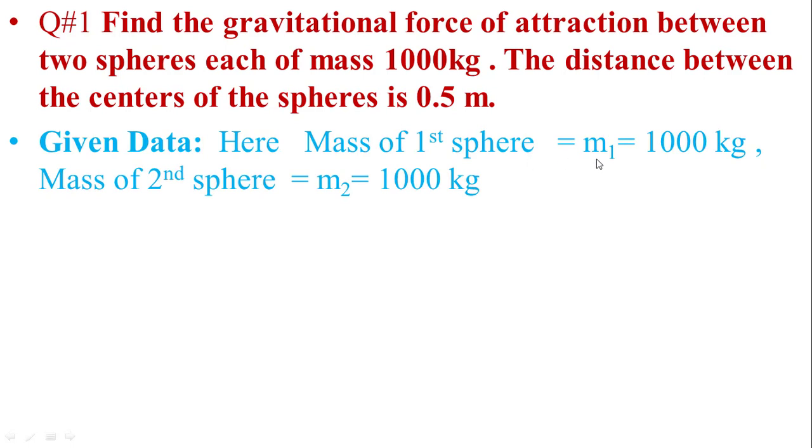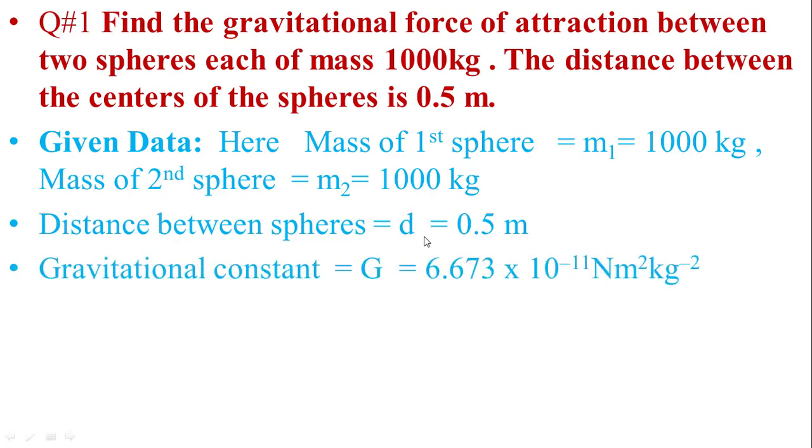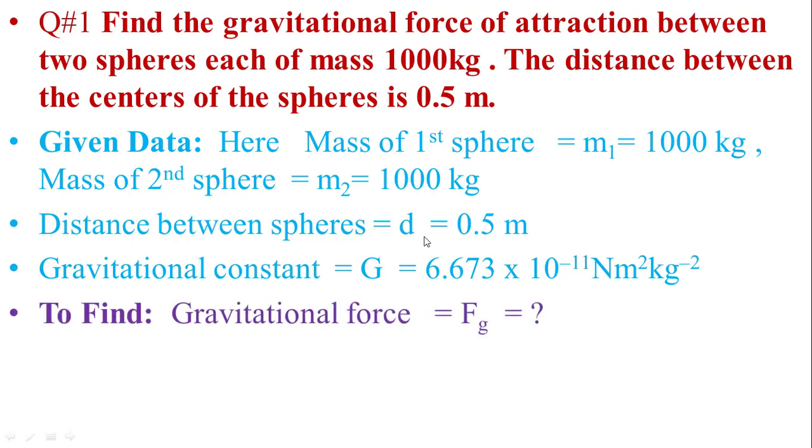Mass of first sphere m1 is equal to 1000 kg and mass of second sphere m2 is 1000 kg. Now, the distance between the spheres d is equal to 0.5 meter. Gravitational constant capital G is equal to 6.673 multiplied by 10 raised to power minus 11 Newton meter square per kg square. To find: gravitational force, denoted by Fg, is equal to question mark.